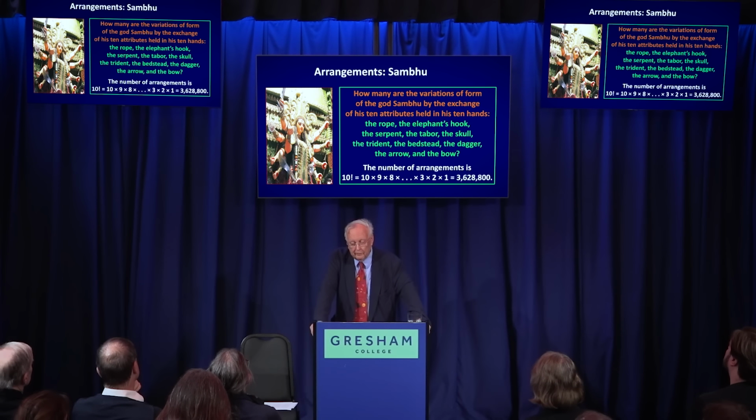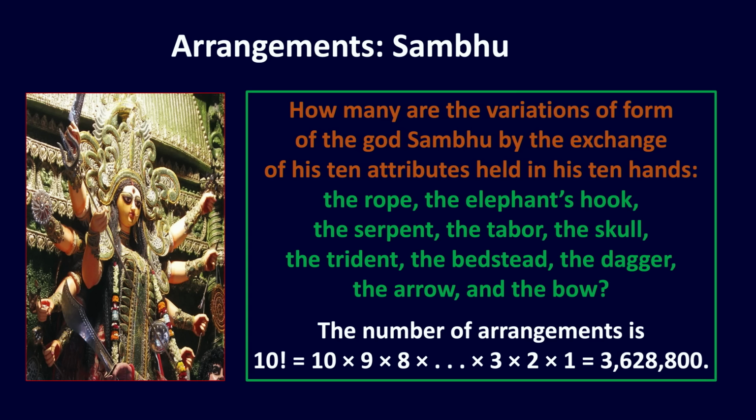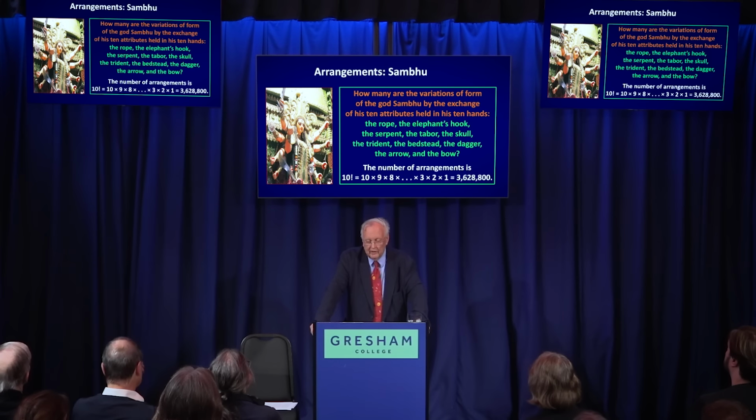A similar example from the 12th century concerned the god Sambhu and asked for the number of possible arrangements of 10 objects, ranging from a rope and an elephant's hook to, surprisingly, a bedstead and a dagger. With 10 choices for the first hand, 9 choices for the second, and so on, we reach the answer of 10 factorial, which is over 3 million.